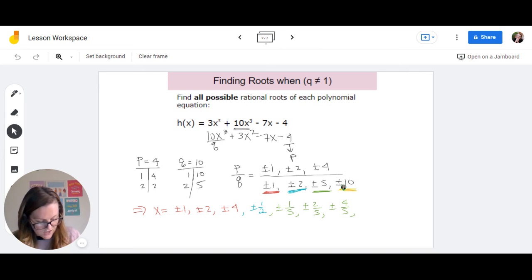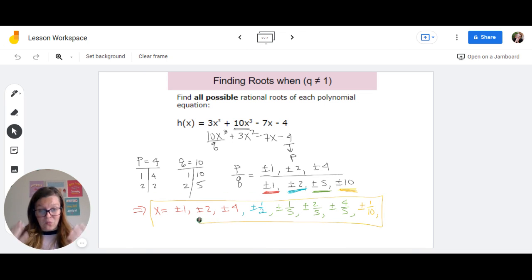So here's my 10. I'm going to say plus or minus 1/10. Be careful on this one. So 2 divided by 10 simplifies to 1/5. I already have 1/5 there, so we don't have to write it again. And then I'm going 4 over 10. I can simplify that to 2 over 5, which is also already there. So here are all my possible values for my roots.